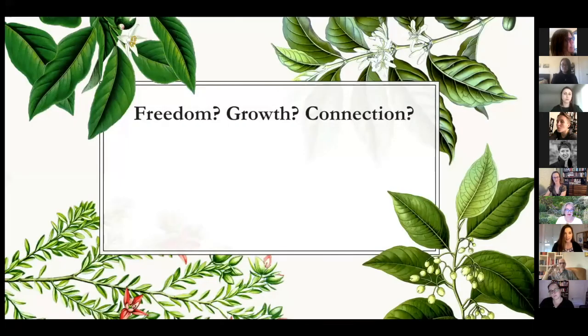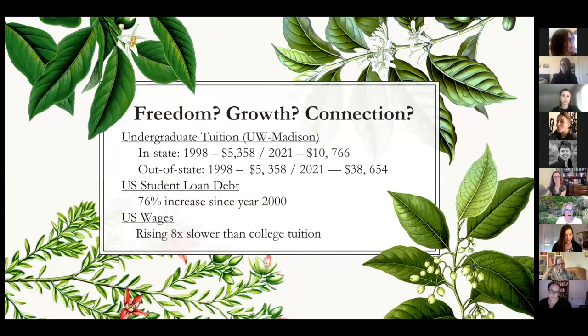At the University of Wisconsin-Madison, where Cronon works, also my graduate school alma mater, undergraduate tuition adjusted for inflation doubled between 1998 and 2021, and out-of-state tuition increased by a whopping 633%. American student loan debt has grown by 76% since the year 2000, as college tuition costs have risen at a rate almost 8 times faster than US wages. To what extent can we say that liberal education proffers freedom under these conditions?